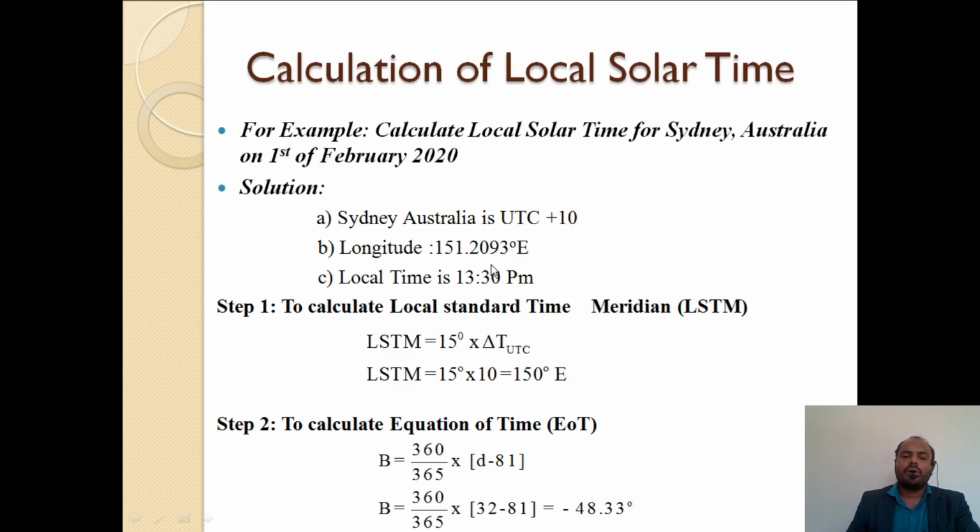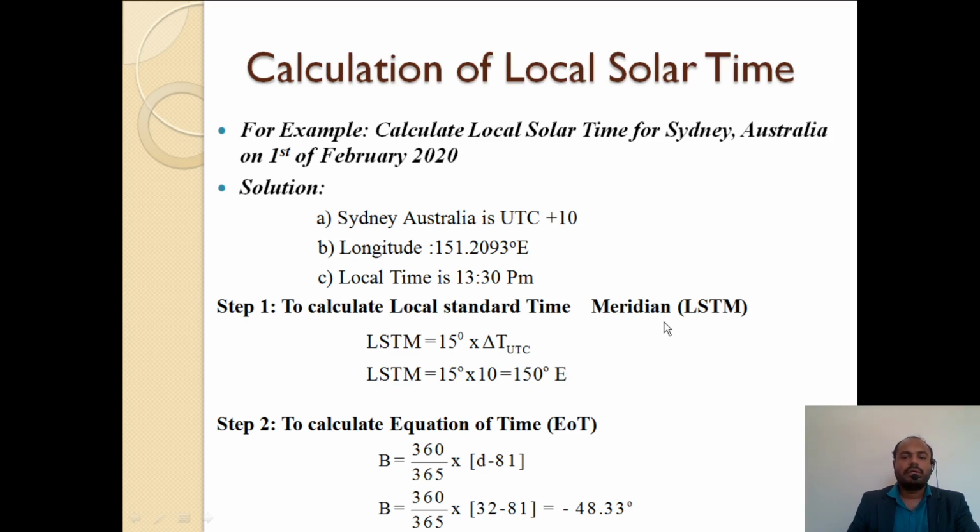The longitude of Sydney is 151.2093 degrees east. The local time is 13:30 p.m. So basically we will require some data like the UTC zone, the longitude, and the local time in terms of AM or PM. Step number 1: calculate the local standard time meridian.